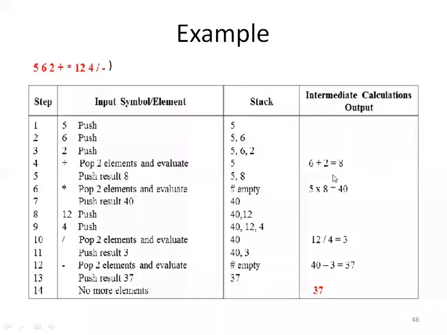So then what to do with it? The result is to be pushed again onto the stack. Okay. So 8 is pushed here. You can see, push result 8 onto the stack. So are you getting what I'm saying? Whenever you get the operator, you have to pop two topmost elements from the stack. So 2 and 6 are popped. So now after popping, we have only 5 here.